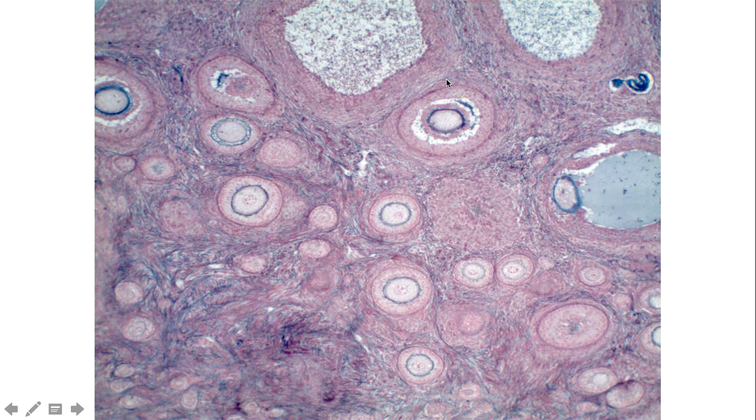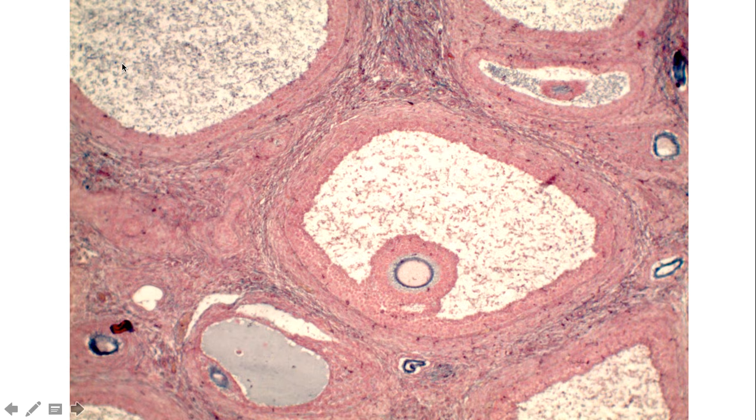And so for a secondary follicle, you should see the oocyte, the zona pellucida, corona radiata, antrum, granulosa cells, and then this outer area here. These are the thecal cells. And when we go from secondary to mature follicle, the big difference is just the size of the antrum.